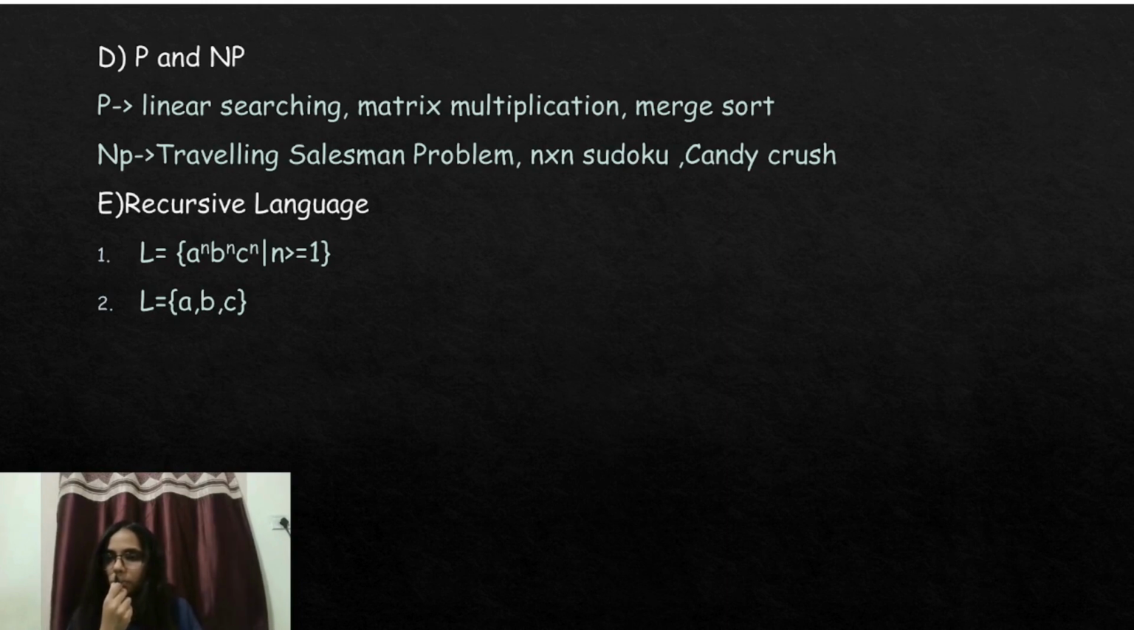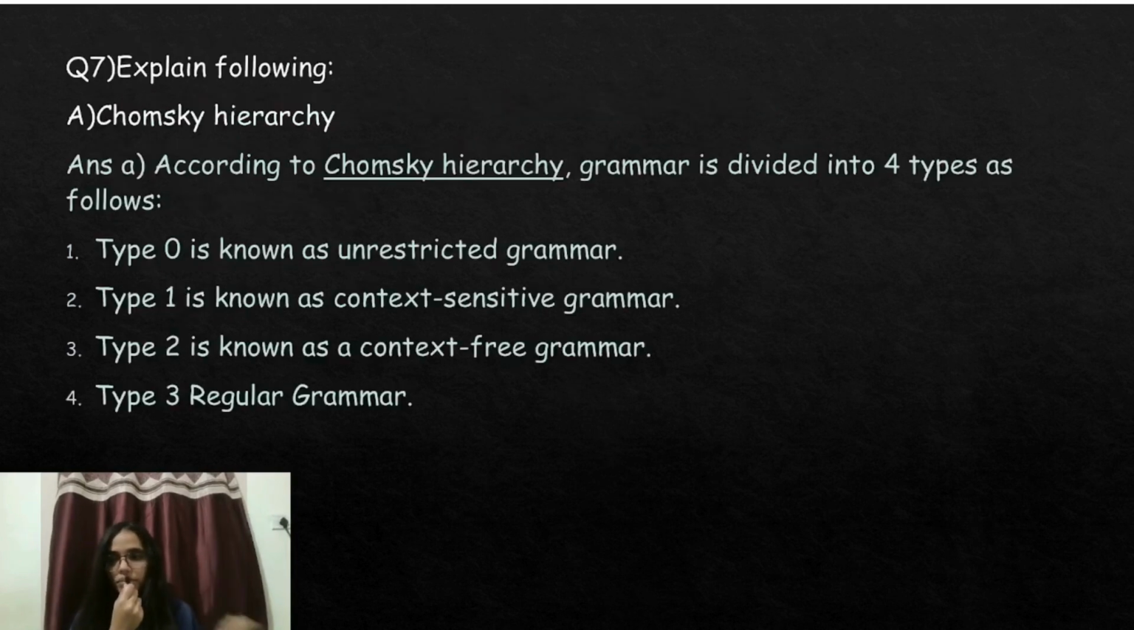Examples of P problems are linear searching, matrix multiplication, and merge sort. The NP problems are the traveling salesman problem, N cross N Sudoku, and the Candy Crush problem. The fifth subpart is recursive language. Here, examples of two types of recursive language are given. So you can see. Okay, now let us proceed to question number 7.